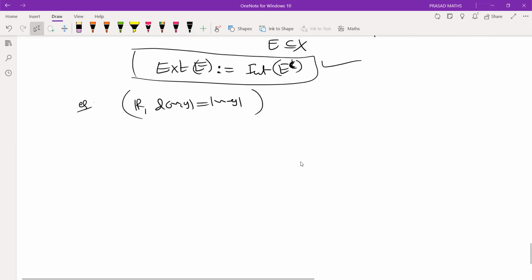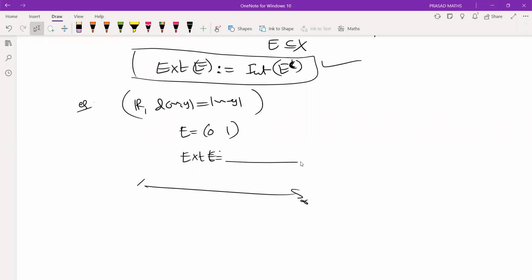These are the standard definitions according to Simmons and Rudin. Suppose you take any set, say the open interval (0, 1). What is the exterior of this set? Anybody? You are asked to find the exterior. The exterior is the interior of the complement.